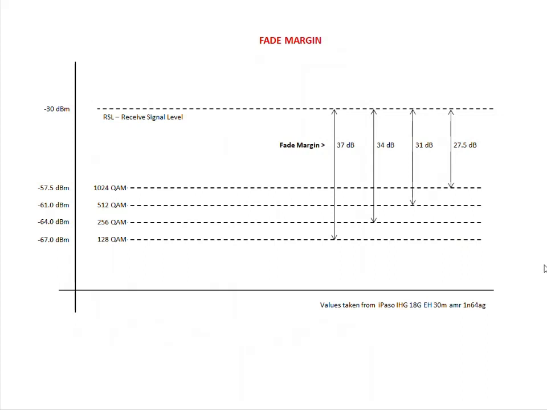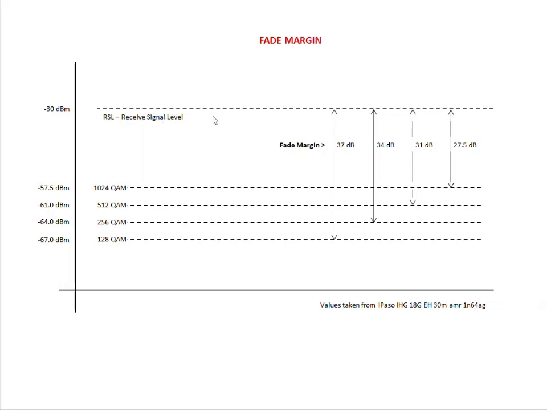I'll start with fade margin in this slide here. I'm showing four modulations from 1024 down to 128 and what their thresholds are on the left here. These are the numbers that came out of the manufacturer's data file, in particular for an IPASSO radio. I'm also showing at the top here a minus 30 dBm received signal level. That's particular to whatever the link design is, but we'll use minus 30 in our example.